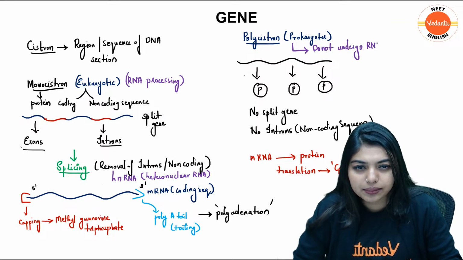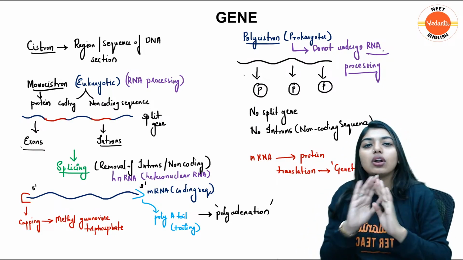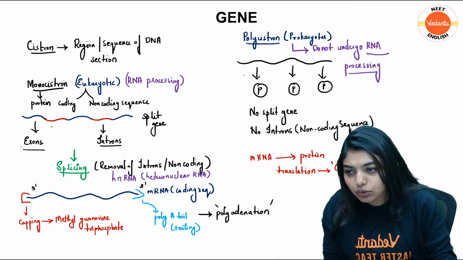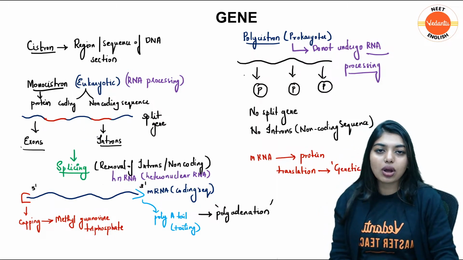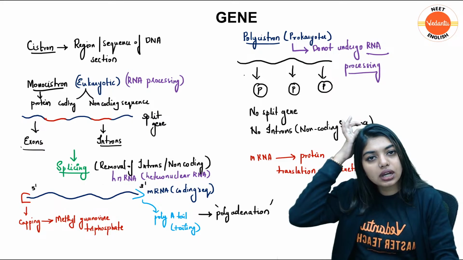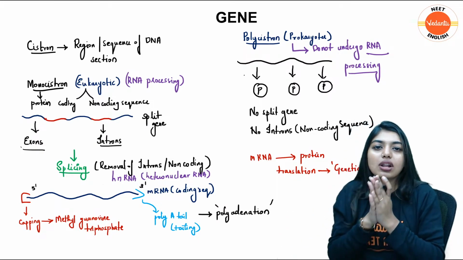RNA processing. Simple. They do not have to undergo RNA processing. Why? Because they do not have split genes. Only when we have split genes do we have to undergo RNA processing. This RNA processing is the method by which splicing will happen, capping will happen. That entire process is called RNA processing.